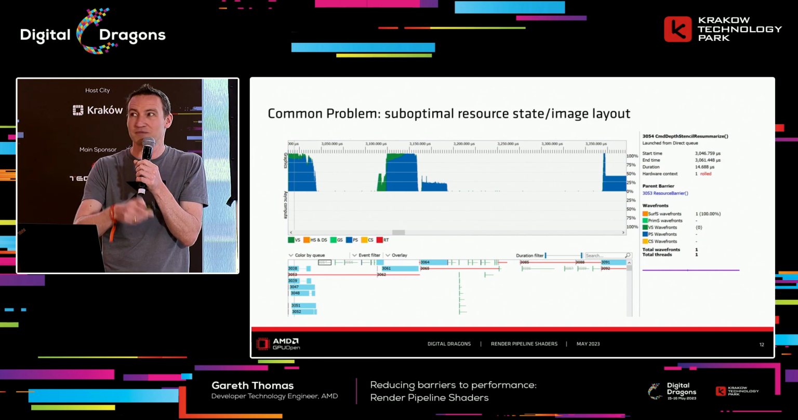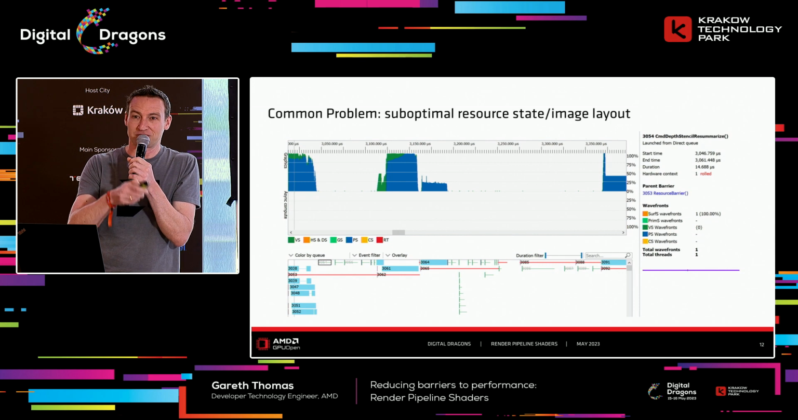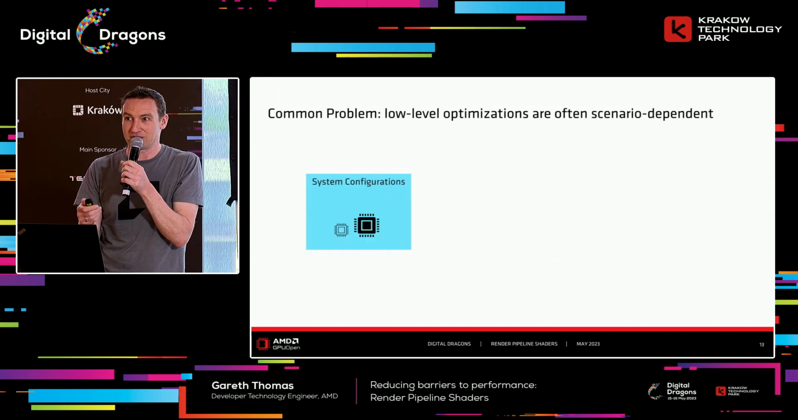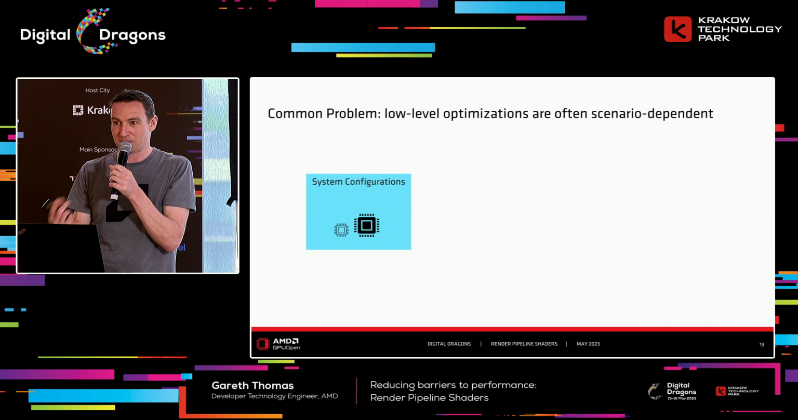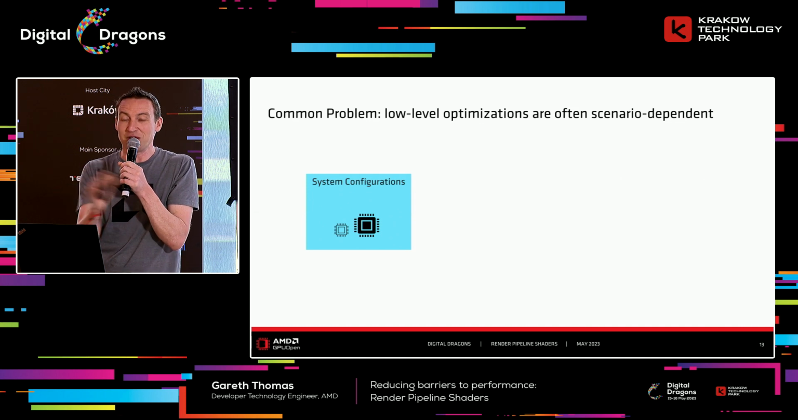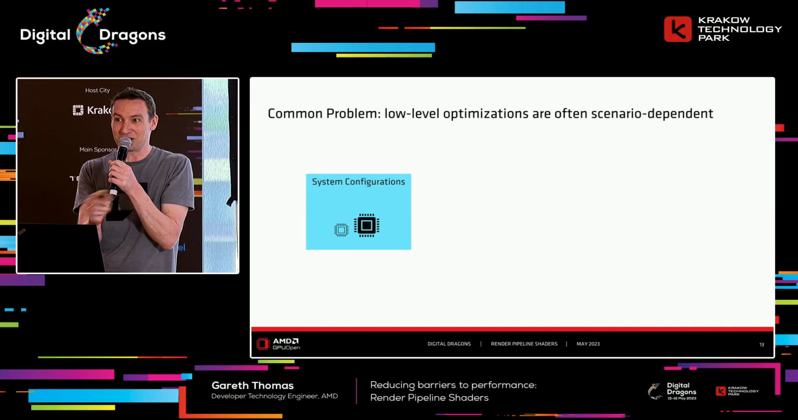So yeah, placing barriers perfectly is really difficult, especially if you've got the scenario where, like on PC, who knows what the CPU and the GPU are. There could be any combination.